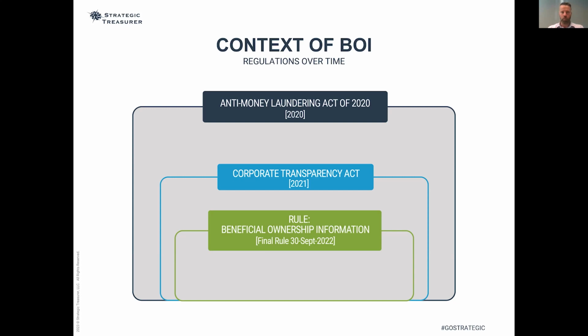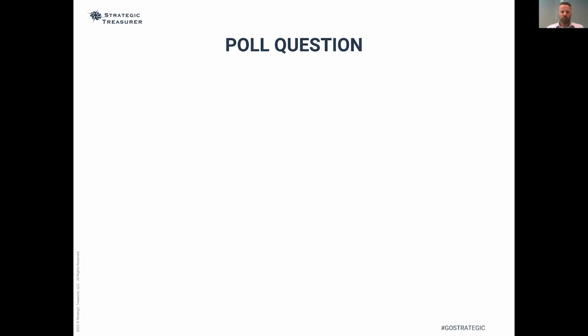How did we get to this point? And how do we make sure that we're in compliance with this regulation moving forward? Which is going to lead us into our first polling question. So when we think about filing for BOI, it's a single option here.